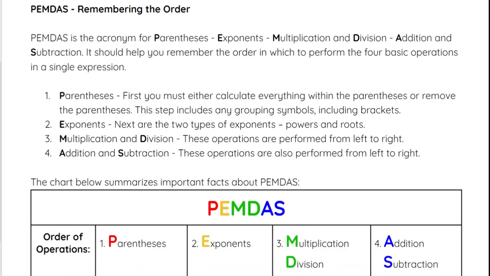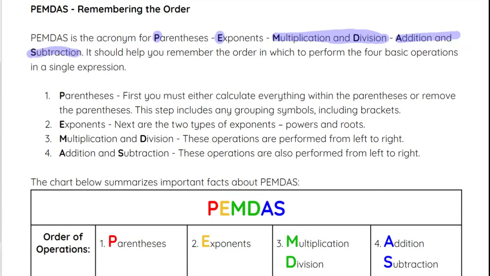So, like we said, PEMDAS is the acronym. P for parentheses, E for exponents. M and D actually go together as one, multiplication and division. And same for A and S. A and S are addition and subtraction, and those actually go together as one as well. It should help you remember the order in which to perform the 4 basic operations in a single expression. And again, those would be our parentheses, our exponents, multiplication and division together as one, and then addition and subtraction together as well.